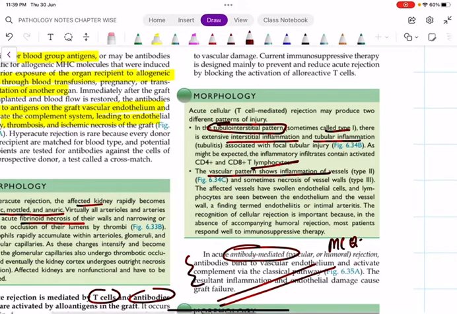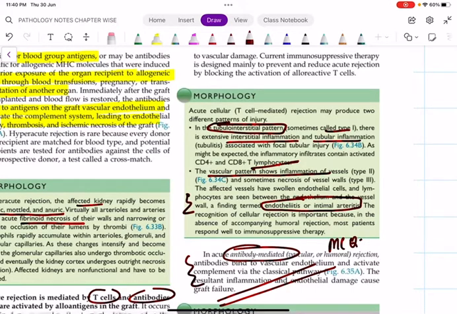So the vascular pattern, as the name indicates, is going to mainly affect what? The vessels. So what will happen? There will be endothelitis or intimal arteritis. That means the tunica intima of the blood vessel will be affected and swollen. There will be lymphocyte aggregation, and finally this leads to graft failure. So that is the important thing.